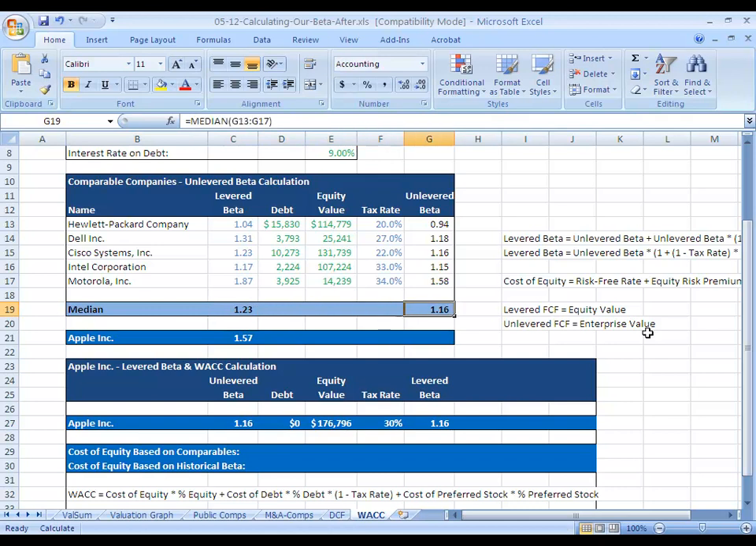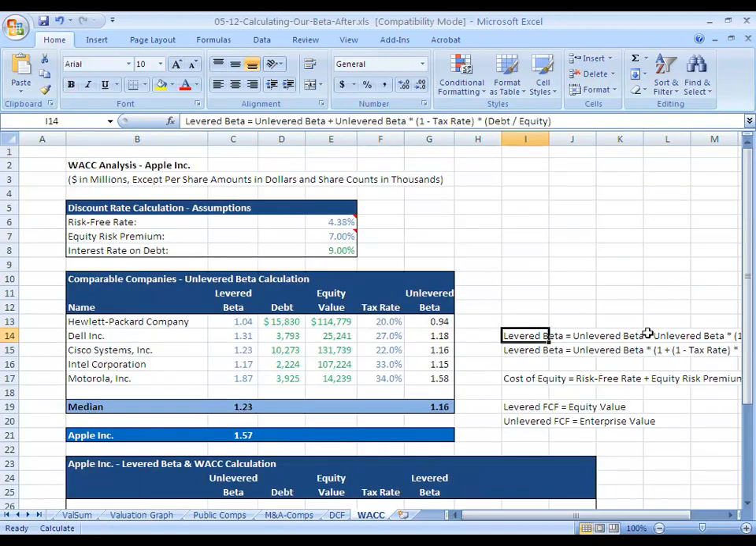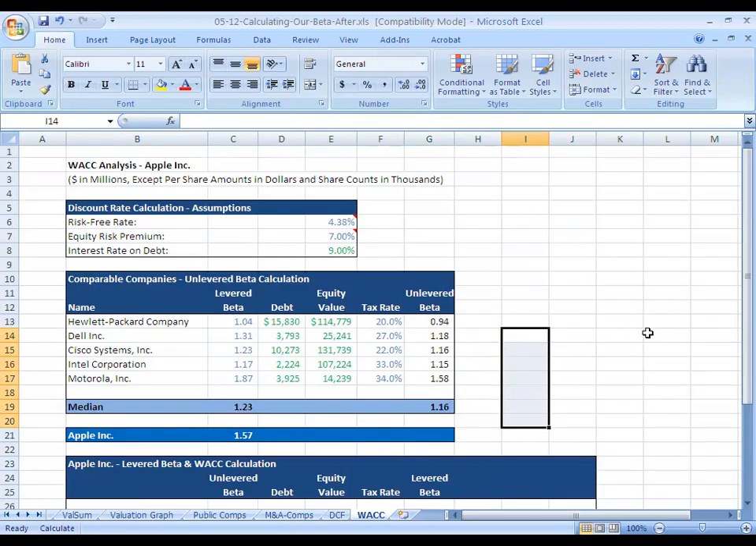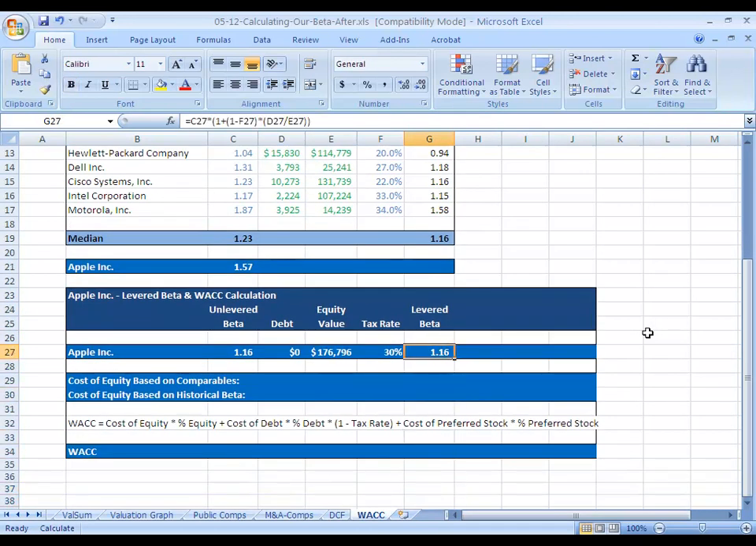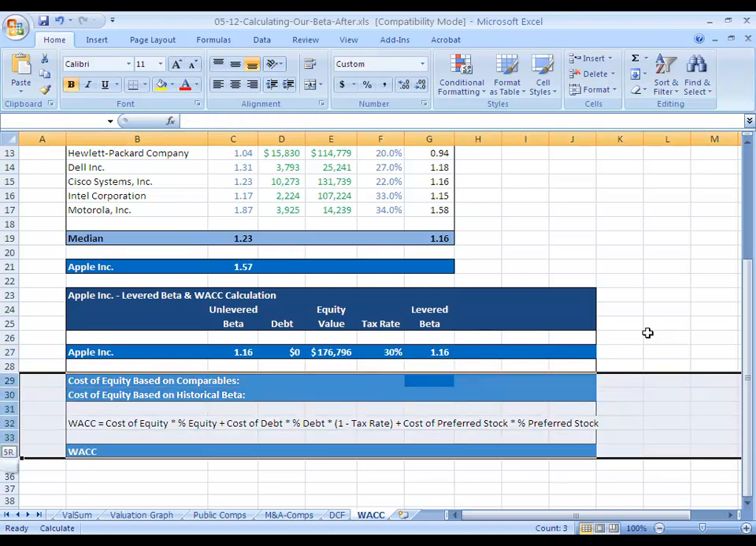So that's the motivation for why we actually need to unlever beta the first time around with our set of comparables here and find the median, and then why we need to relever it when we're actually calculating the cost of equity for Apple. So now that you know the reasoning behind this and some of the finance theory that goes into it, as well as how to actually make the calculation, the mechanics of the calculation, coming up in the next video, I'm going to show you how to calculate cost of equity and then finally get to WACC, weighted average cost of capital, and you'll see how everything ties together into our analysis right here.